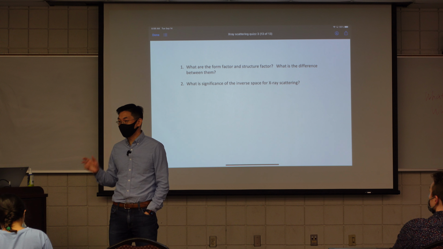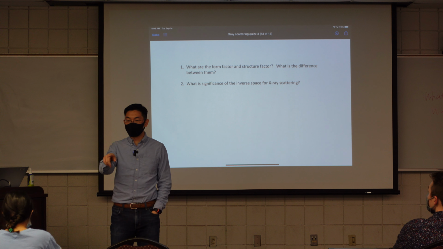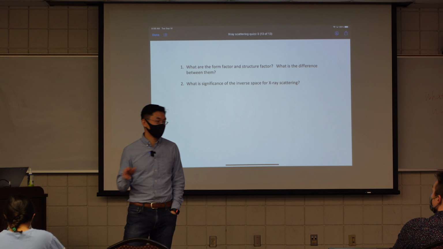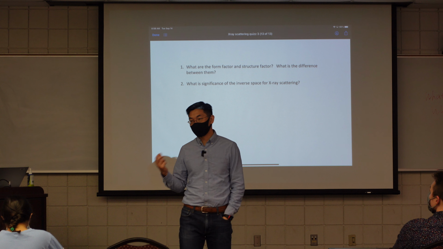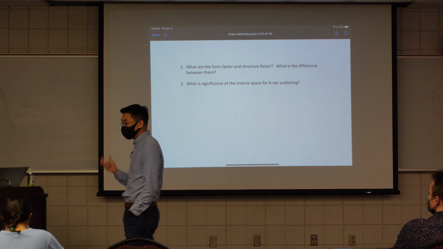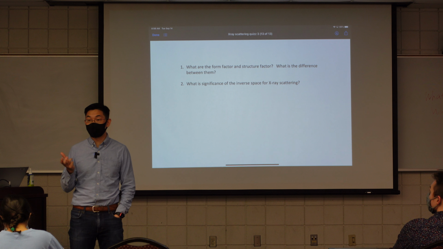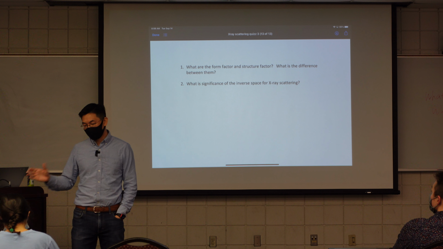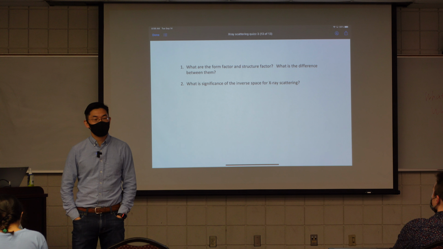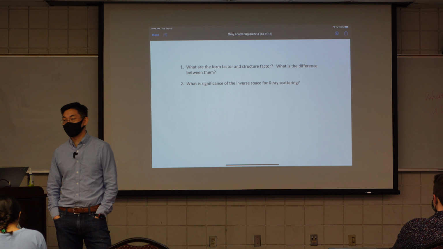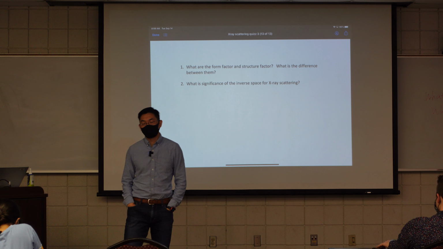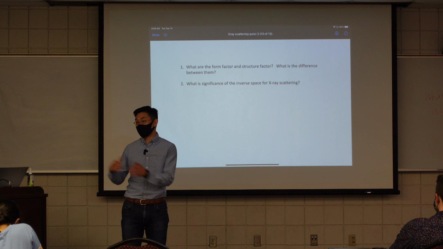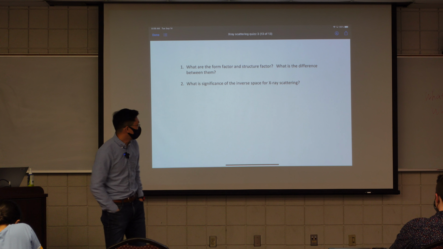Today we're going to finish chapter 2 of your book. We're going to finish talking about the form factor of particles, review that one more time, and talk about the form factor of a polymer chain. After that, we're going to go a little bit into the structure factor, starting with a more complex disordered system. Then next lecture, we're going to go into more detail.